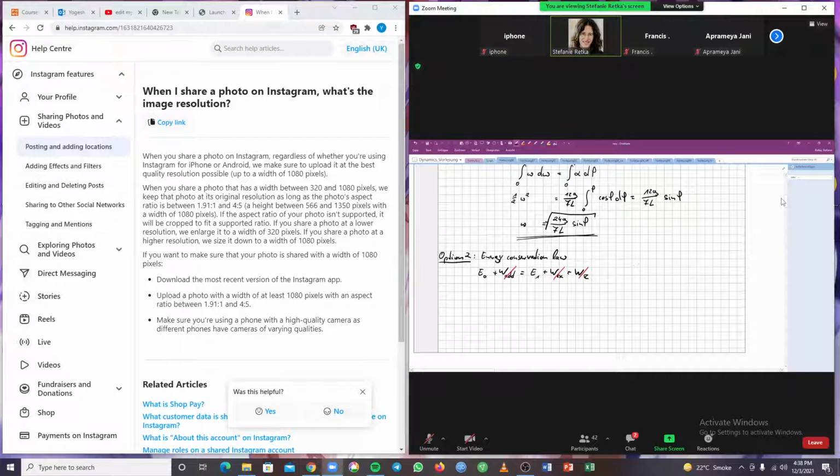Then for the potential energy, we need to define a zero level. If this is our starting position, then later on it will be here. This is the center of gravity. Then, for example, our zero level could be here. It could be in the previous position as well. It will give the same result. And this is situation E0, and this is situation E1.